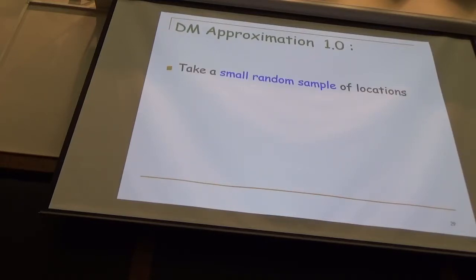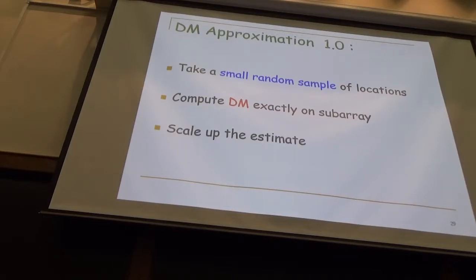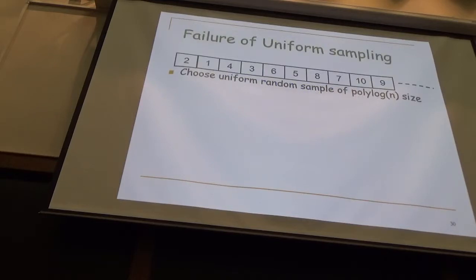So you could try the same thing. Take a small random sample of locations, compute the distance to monotonicity exactly on this subarray, and then scale up the estimate. And this example shows that's not a good algorithm.